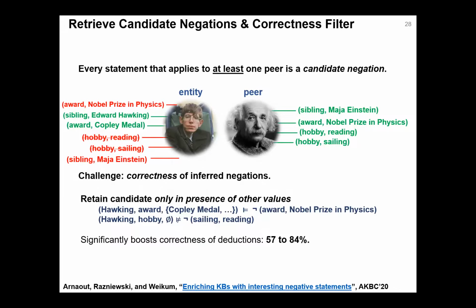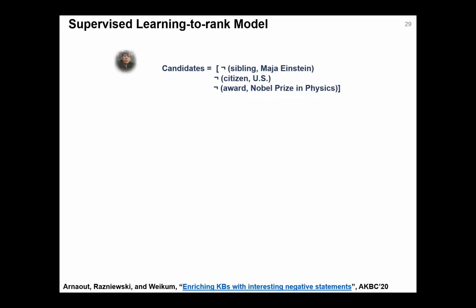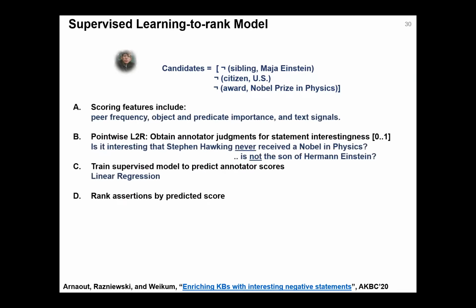So at this point, I have defined the peers, I have retrieved candidate negations, and I filtered them by correctness. So the ones I still have are most probably correct. And now all I have to do is, are they interesting? Are they useful? So now it becomes a ranking problem. So I have my candidates here. Maya Einstein is not the sister of Stephen Hawking. He's not a citizen of the US, and he did not receive the Nobel Prize in Physics. And now I need to rank them, or I need to score them by saliency. And for that, I need scoring features.